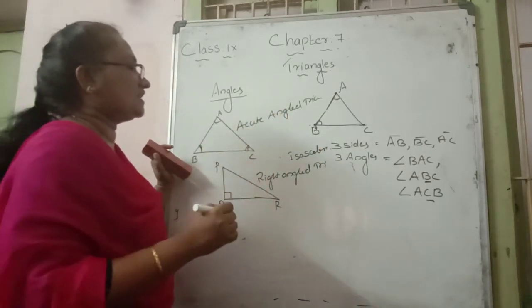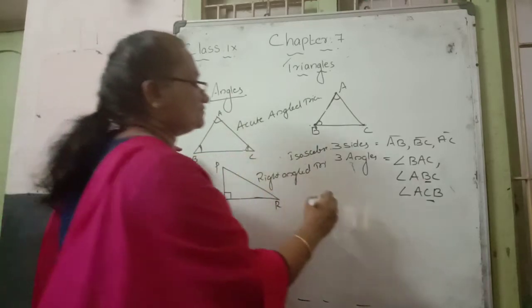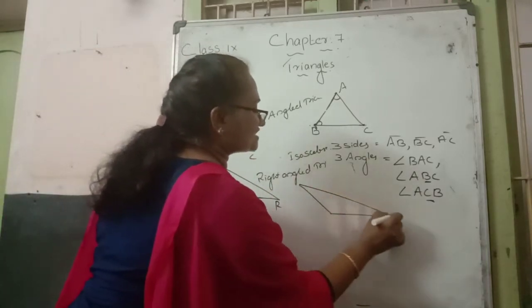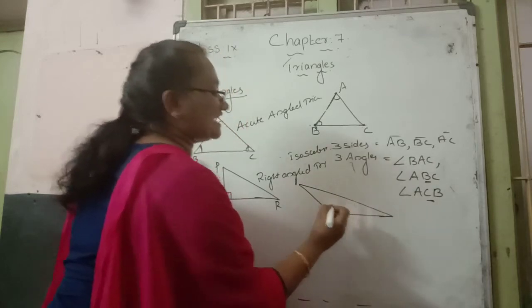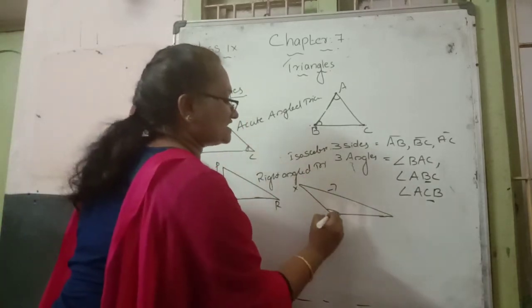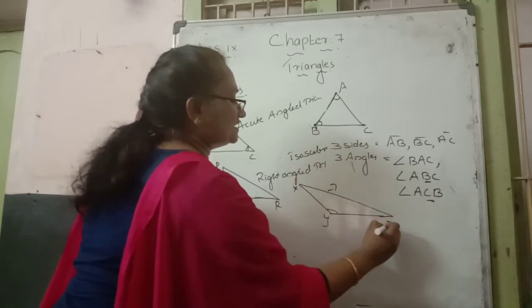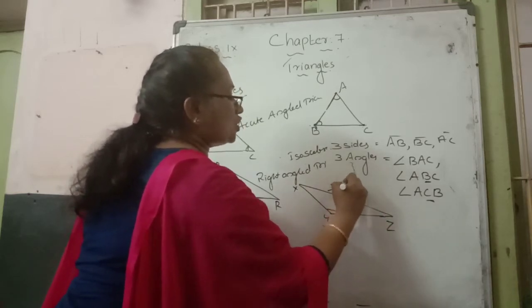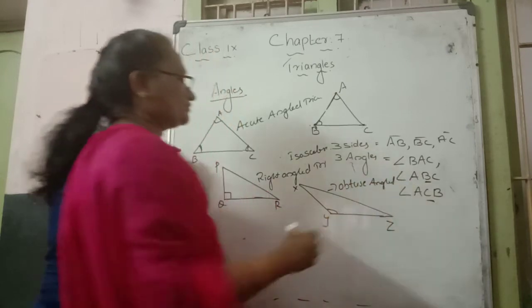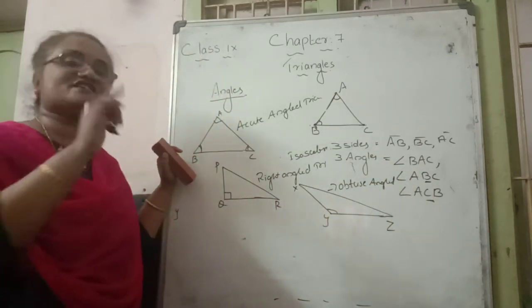Next triangle, one more triangle is there. That means one angle of a triangle is greater than 90 degrees. We call it which type of triangle? Here, x, y, z. See, they are known as an obtuse angled triangle. Obtuse angled triangle.